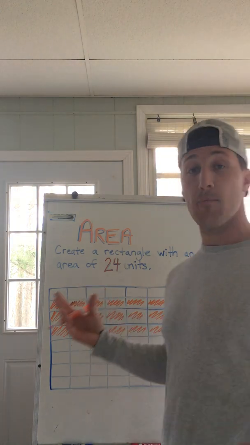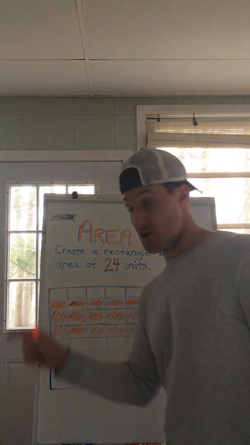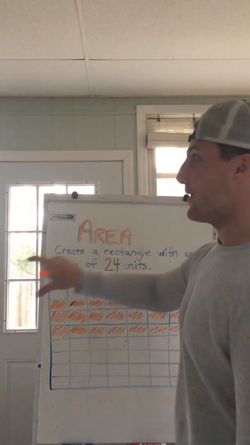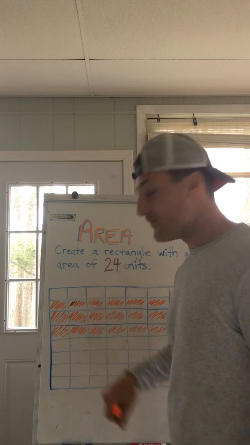Awesome. And if our grid paper was even bigger, we could do a rectangle that was 12 units across and 2 rows going down, or even 24 units across and only 1 row. Those would also work to get us 24. Excellent.